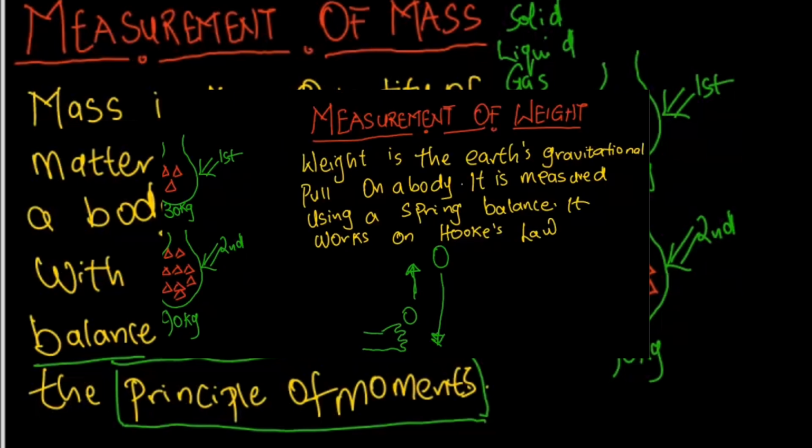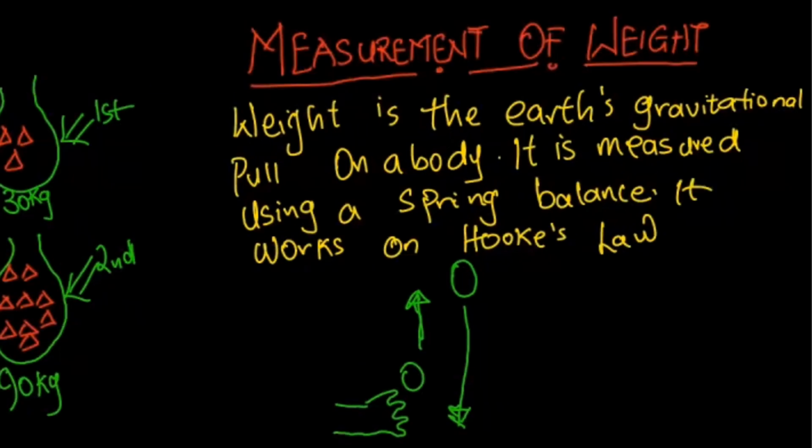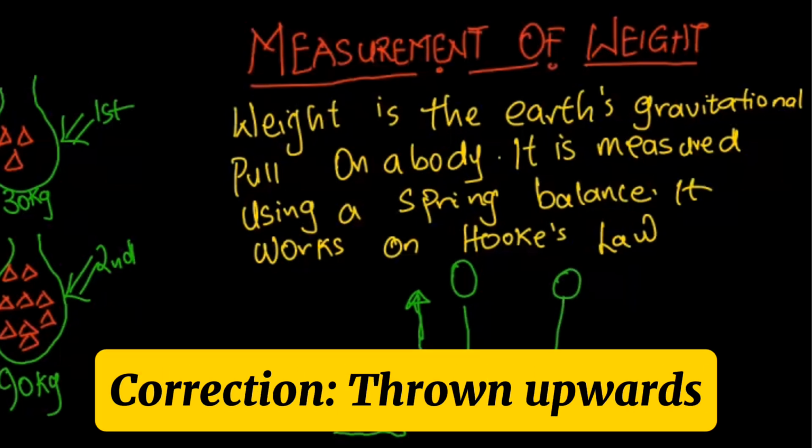So you could be asked in your exam, what principle does the beam balance or the chemical balance work on? That beam balance or chemical balance work on the principle of moment, which we'll look at in subsequent part of our video. Moving on, we have the measurement of weight. Now what is weight? Weight is the effect of gravity on a body. You know that if you throw any object into space, that object is pulled down. Why?